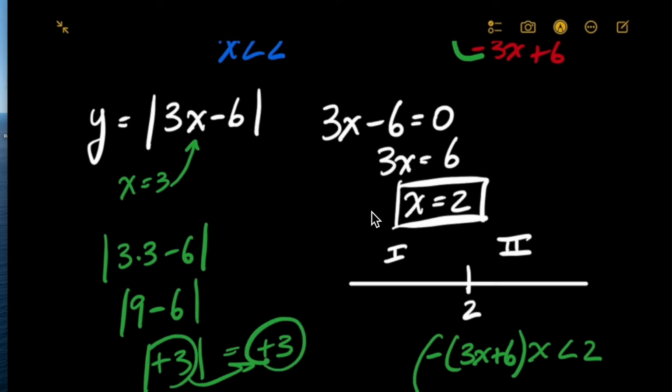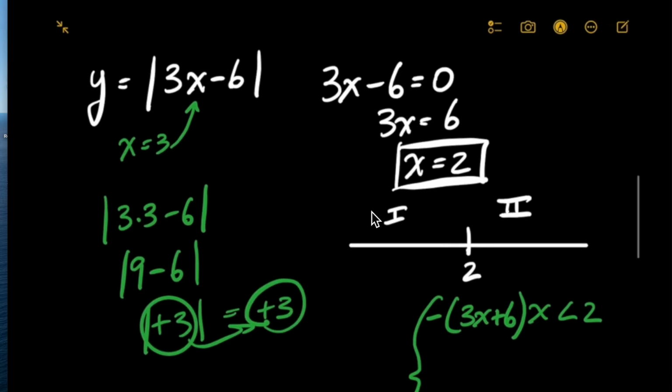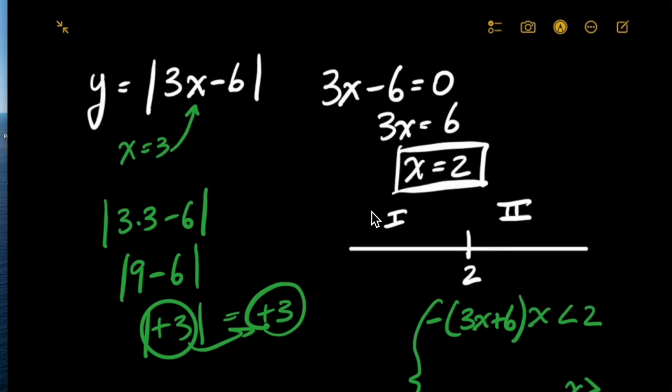Because these match, when we're in zone 2, namely when x is greater than or equal to 2, we are going to use the exact same equation that we were presented with.